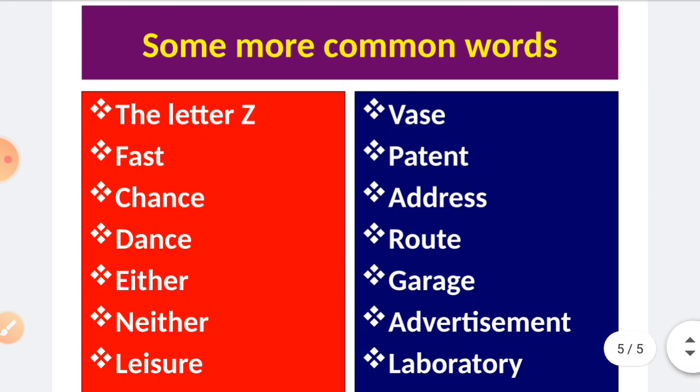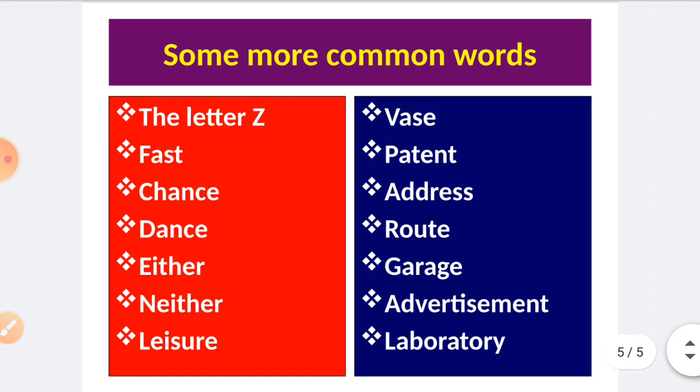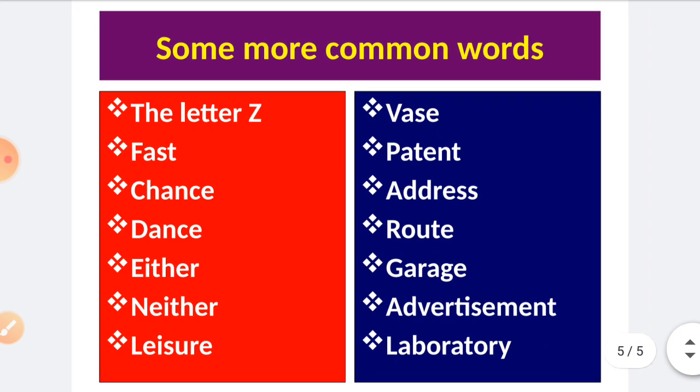Now, towards the end of my video lesson, I would like to highlight the phonetic differences between American English and British English in some of the common words as highlighted over here. The letter Z. In British English, it is Z. In American English, Z. In British English, the pronunciation is fast. In American English, the pronunciation is fast.